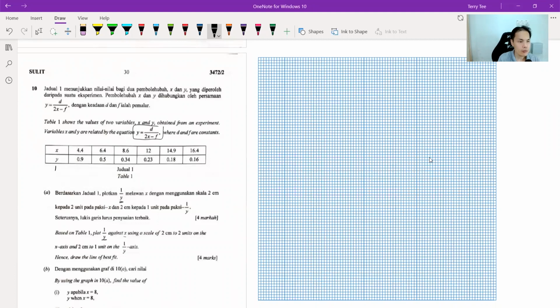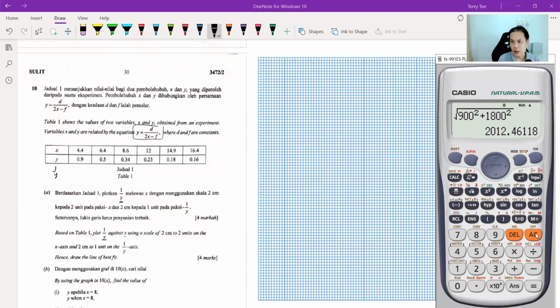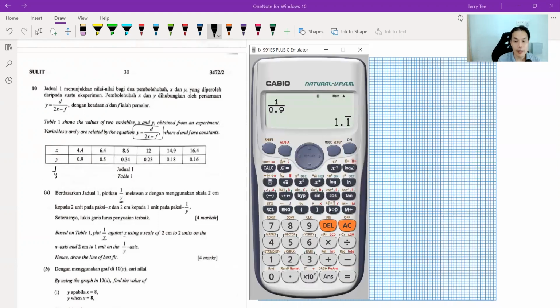So, for 1 over y, very simple. We just use your calculator. Take 1 over 0.9. The first one, I got 1.11. Now, to make it easier for us to read, you can change the calculator, fix the decimal point to 2 decimal places. Yeah, that's easier for us to read. We just type this as 1.11, right?